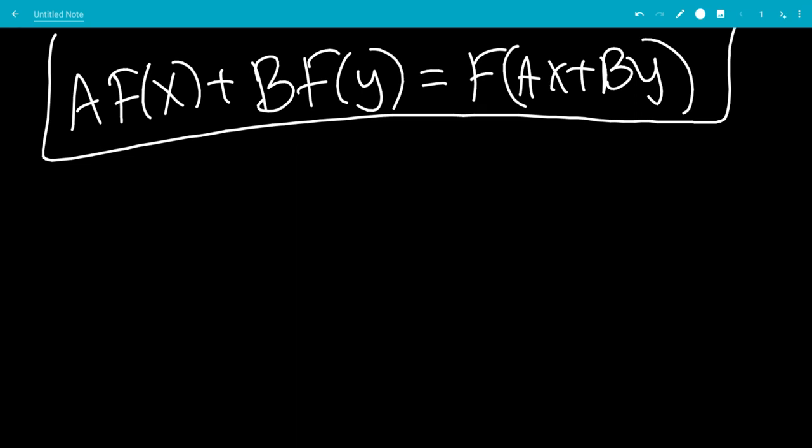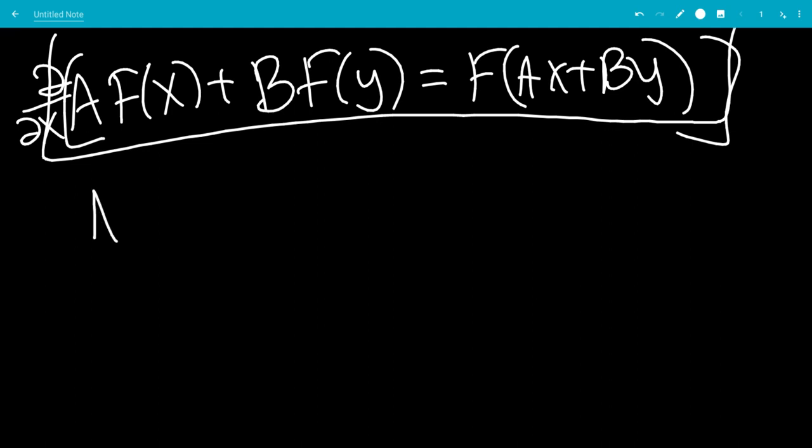In this video, we're going to solve the functional equation a f(x) + b f(y) = f(ax + by). So the first thing we're going to do is take the partial derivative with respect to x on both sides. Why partial derivative? Because we're dealing with two variables, x and y. And the partial derivative of anything with just y is 0.